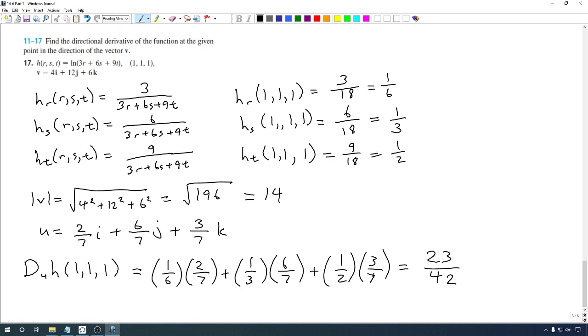So while we can't really view this as necessarily a slope, I mean, we could if we could work with 4 dimensions, but since we can't do that, we just kind of have to think about this as representing the rate of change if you start at 1, 1, 1 and you move in the direction of this vector at a unit speed. That's what this represents. How quickly do the values of the function change as we move in that direction?